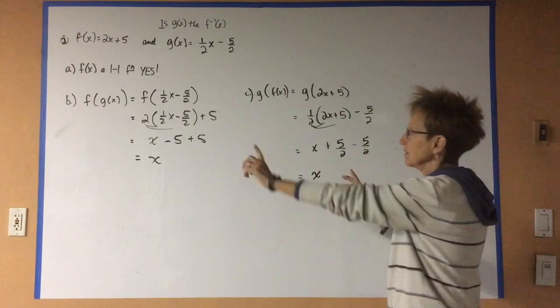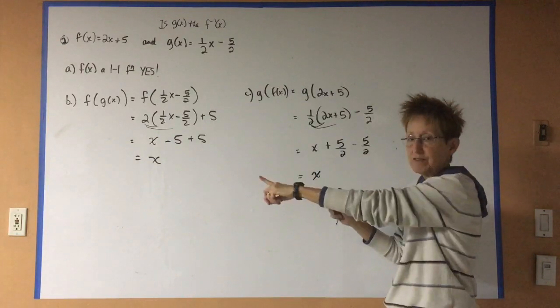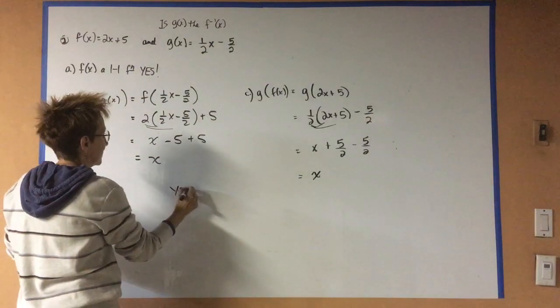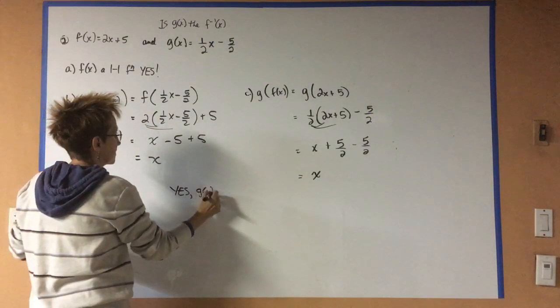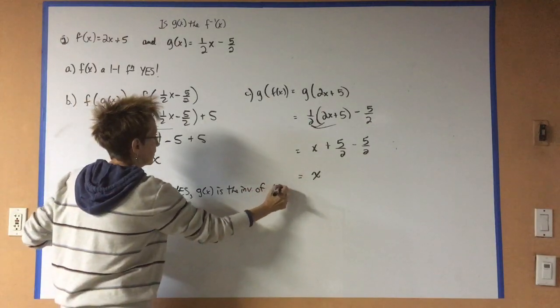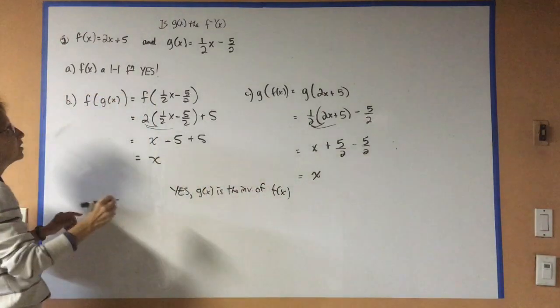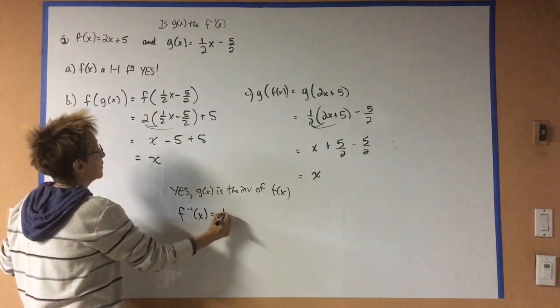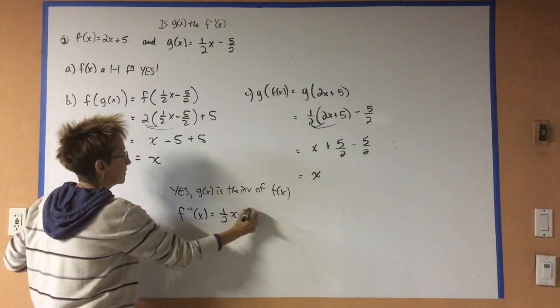So both times, f of g of x and g of f of x, I got x, which means that, yes, g of x is the inverse of f of x. Or in other words, f inverse of x is 1/2 x minus 5/2.